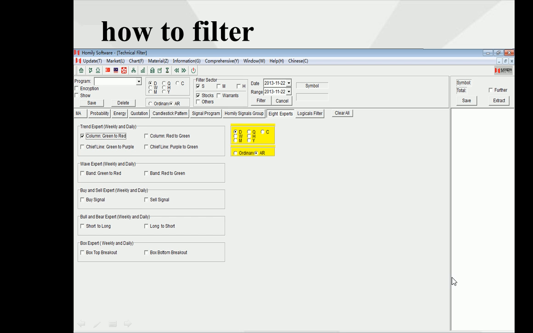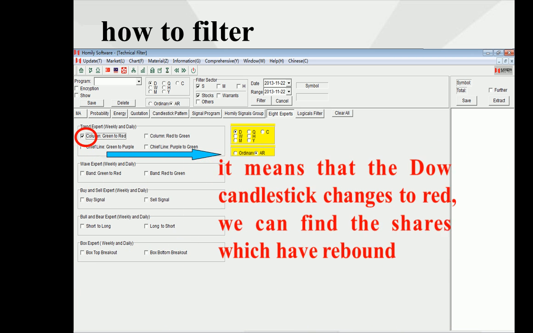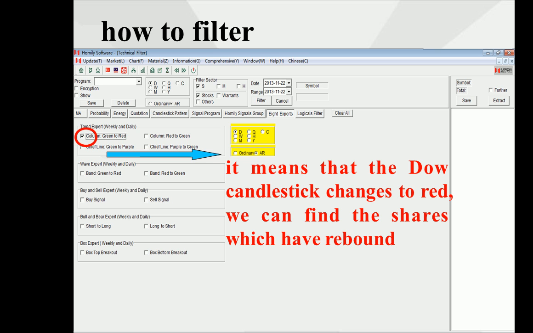Then we can see how to use these two functions to filter some stocks. So the first one, column, trend expert: green candlestick turns to the red candlestick. But you know, this one we cannot use with the assistant light filter. No. If you filter, you should use the assistant light to confirm. So this one is only the green candlestick turning to the red candlestick. It means that the candlestick of the trend expert changes to red. We can find the shares which have a rebound. Okay, this is the first situation.